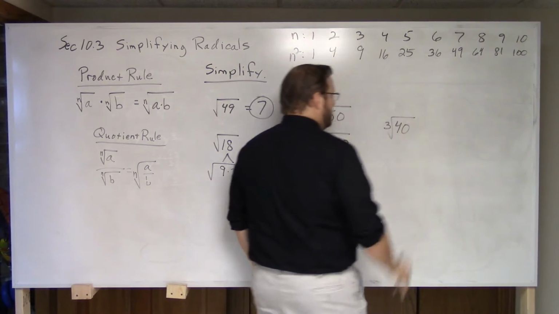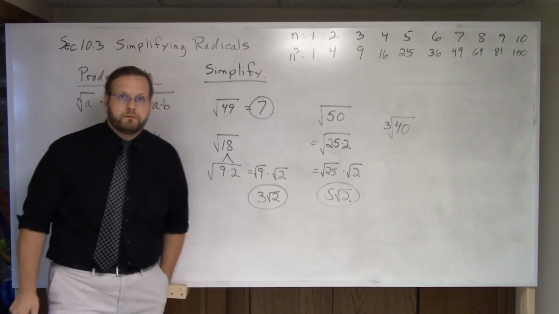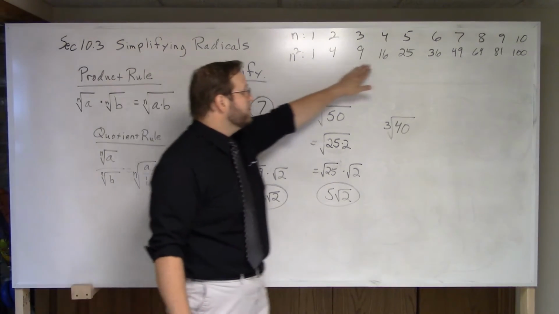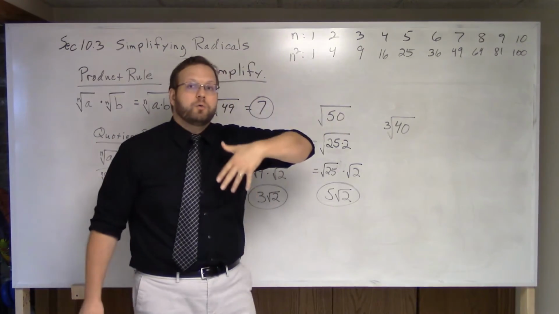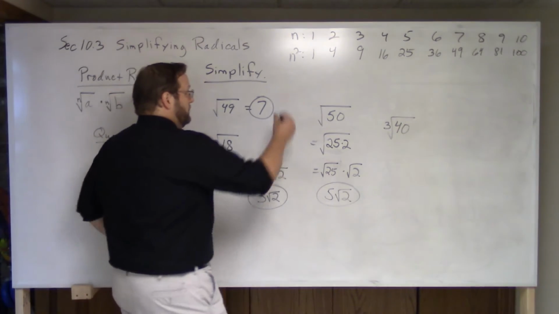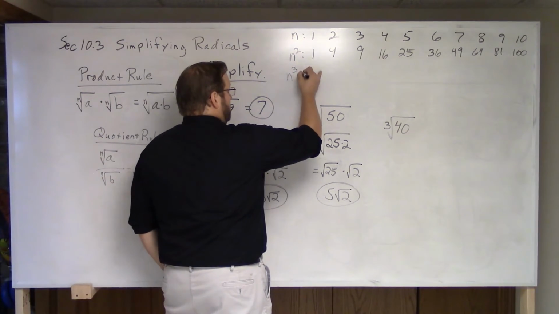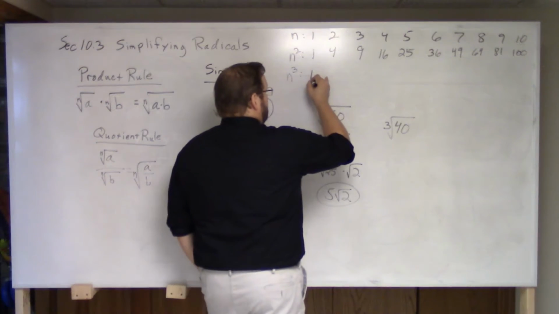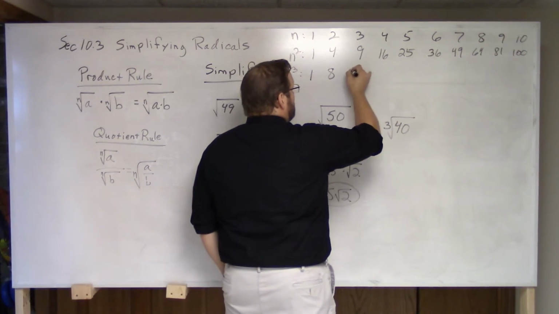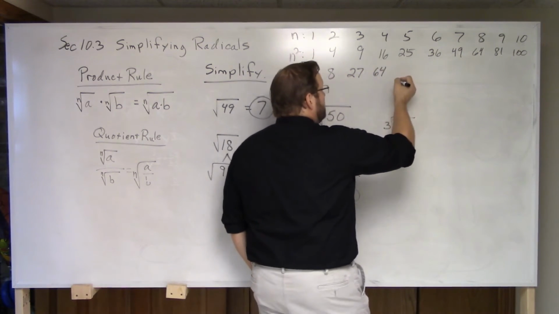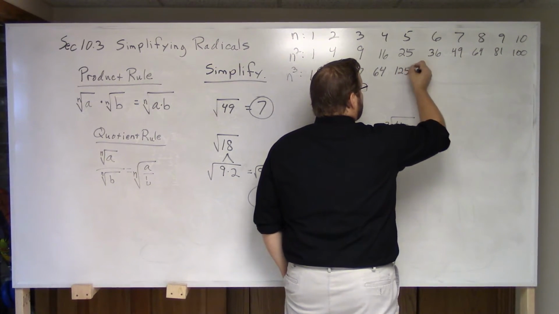Let's say cube root of 40. Okay? Now, in this case, since it's a cube root, I don't really care about these. I'm now going to jump to the perfect cubes. Again, make another list with those perfect cubes. So 1 cubed is 1, 2 cubed is 8, 3 cubed is 27, 4 cubed is 64, 5 cubed is 125.